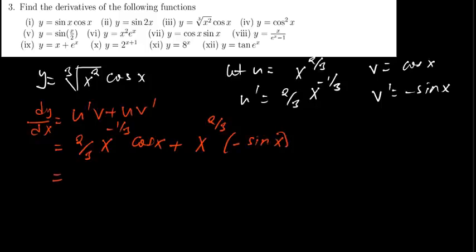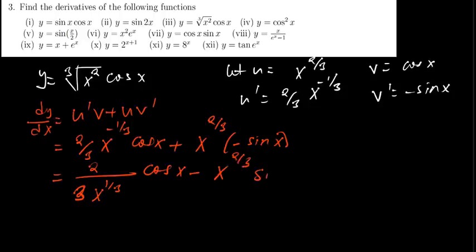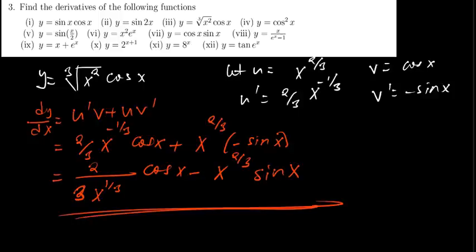Of which this I can go further and finish it like this. If I bring 2 on top, then this is going to be 2 over 3 x to the power 1 over 3, cos x minus, because of this negative, x to the power 2 over 3 sine x. So it ends there. If you want, you can end here, that's okay. But again, you can also continue from here and put this one in cube root, even this one in cube root. So that's the basic idea behind that question.